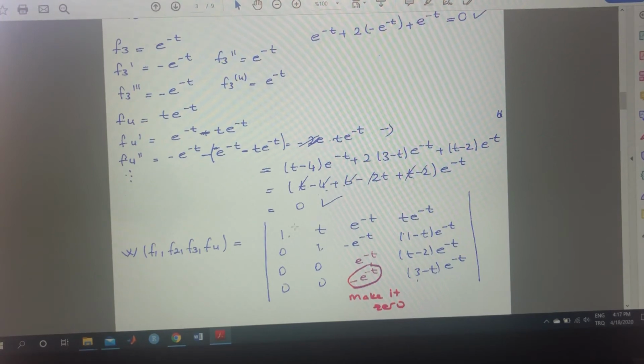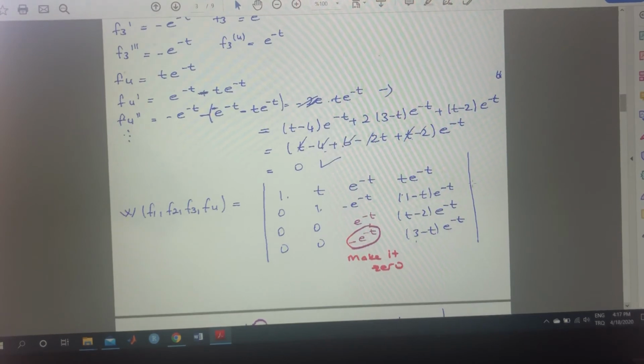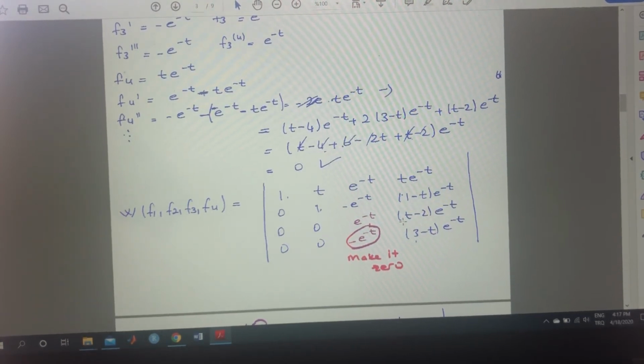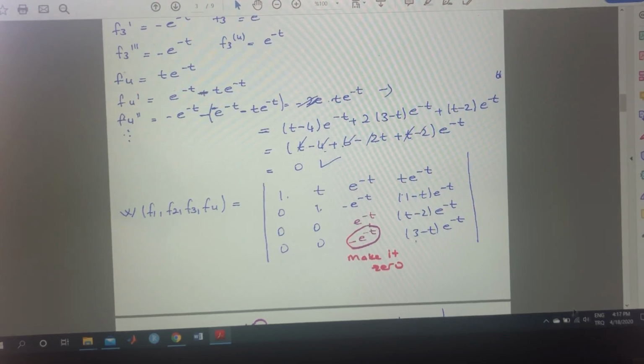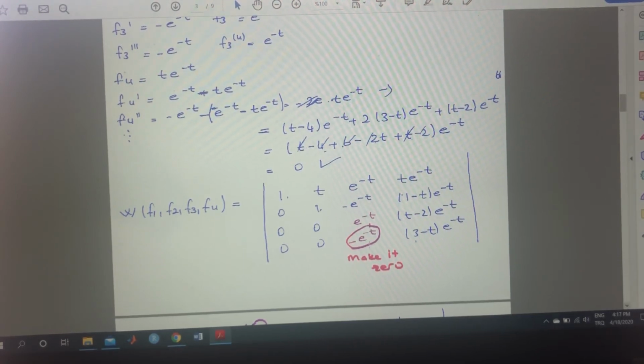And for the Wronskian, we are writing the solutions. We are taking the first, second, and third derivative for each of them here. And you know how you can take the determinant of a 4 by 4 or n by n matrix? What you need to do is turn this matrix into a triangular form, then the multiplication of the diagonal elements will be the determinant of your matrix. And this is exactly what we are doing.